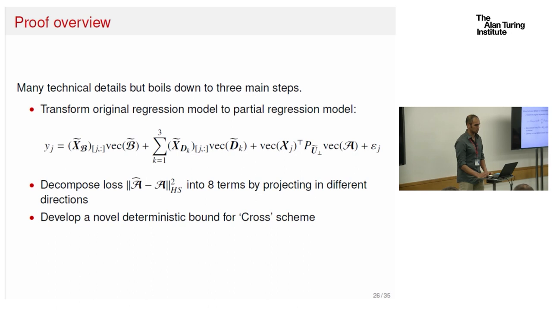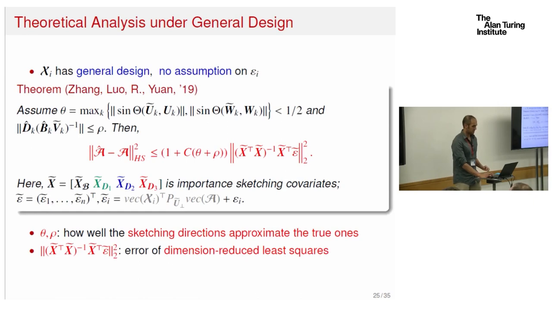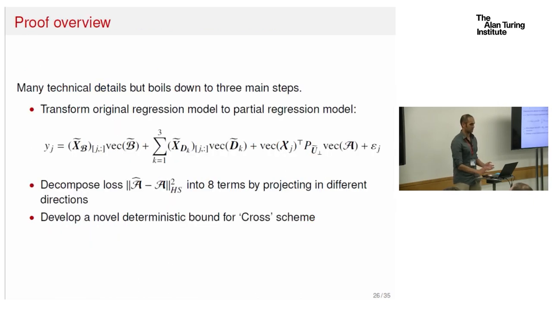Then this new noise term, and as with all things in tensors, usually you decompose into many different directions, and we do that across the different projection matrices. And this rho comes from a bound that we developed for the cross scheme. So that comes from how well does that cross scheme, which puts things back together, perform?